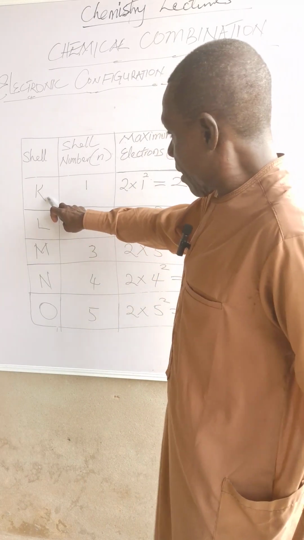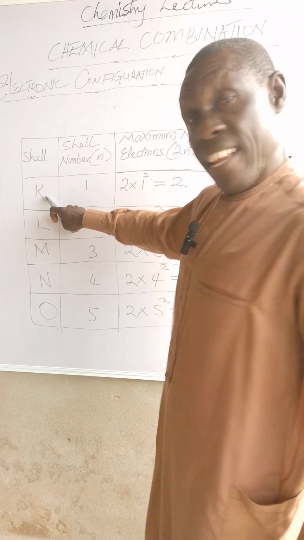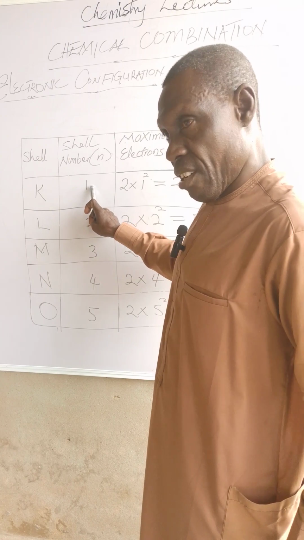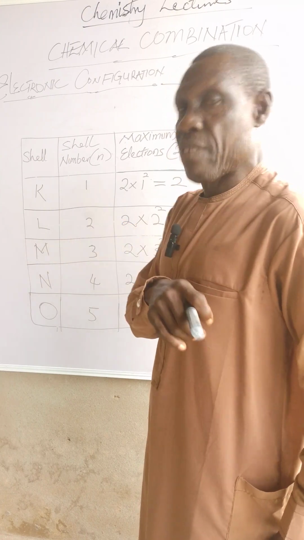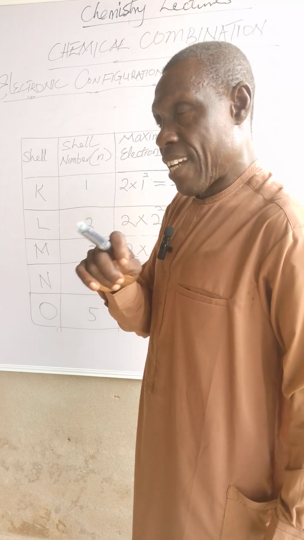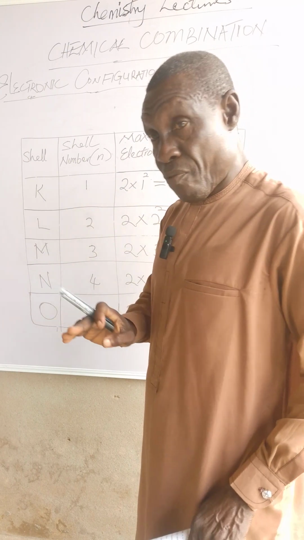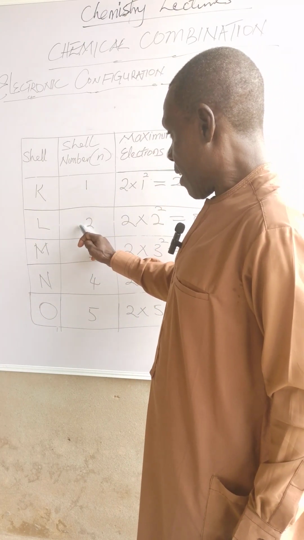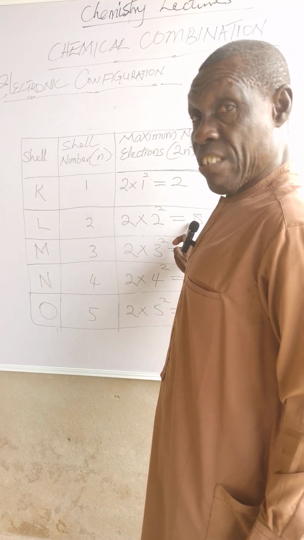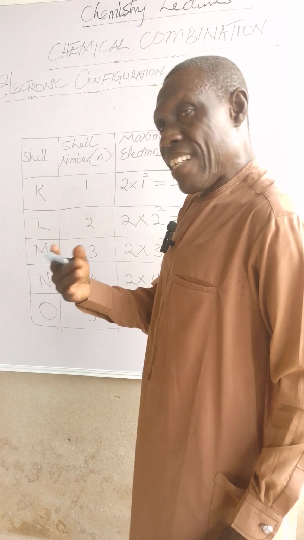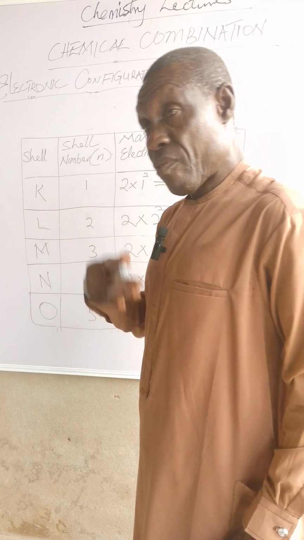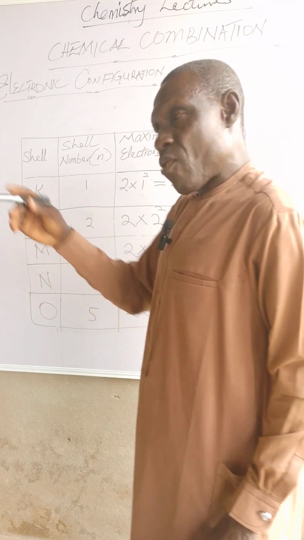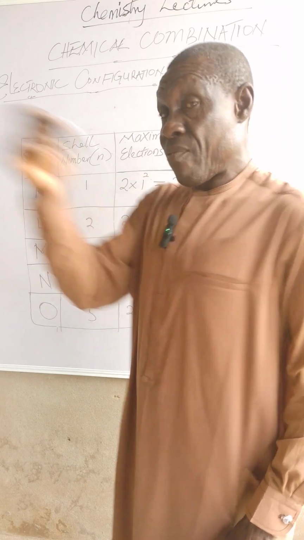Now, assuming this element has 25 electrons, you will give 2 electrons to the first shell. If you take 2 away from 25, you have 23. It means that the first shell is already filled, so you can't add any other one there. You will now consider the second shell, and the second shell will take 8 electrons maximum. So out of the 23 electrons that are left, you will now use 8 to fill the second shell. 8 plus 2, 10. If you take away 10 from the 25, you still have 15.